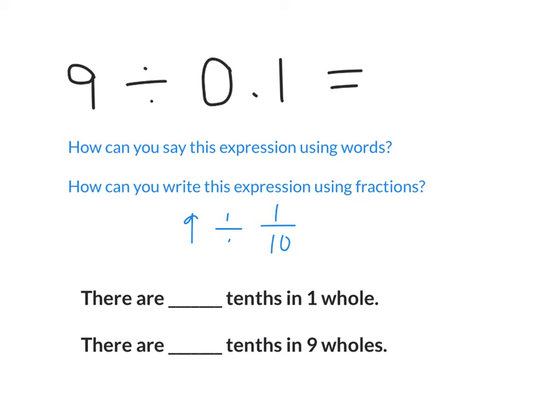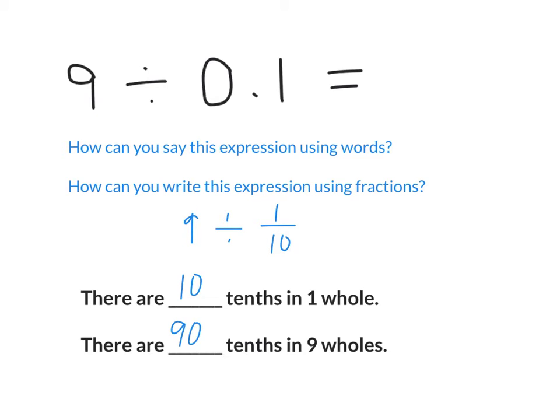Right? Okay. Now let me ask you a question. How many tenths are there in one whole? 10. But do we have one whole right now? How many wholes do we have? 9. So if there's 10 tenths in one whole, how many tenths are there in two wholes? 20. How many tenths are there in 5 wholes? 50. How many wholes do we actually have? 9. So how many tenths are there in 9 wholes? 90. So then, remember, isn't 9 divided by 1/10 asking you how many tenths can fit inside 9 wholes?